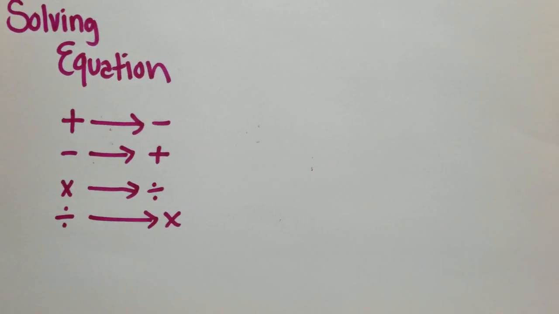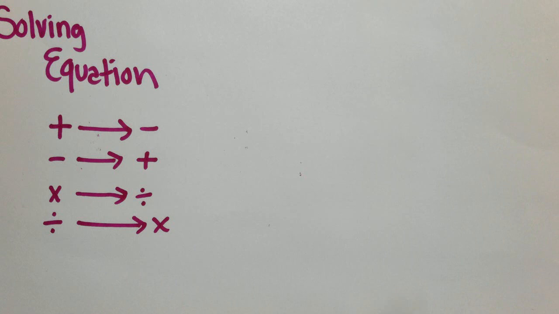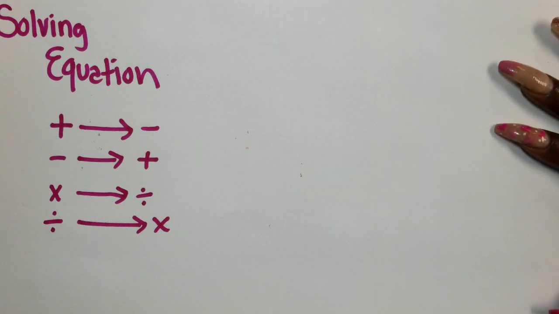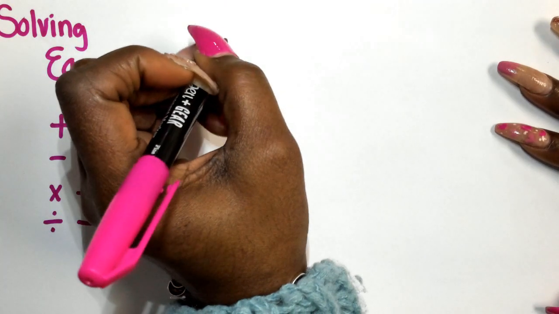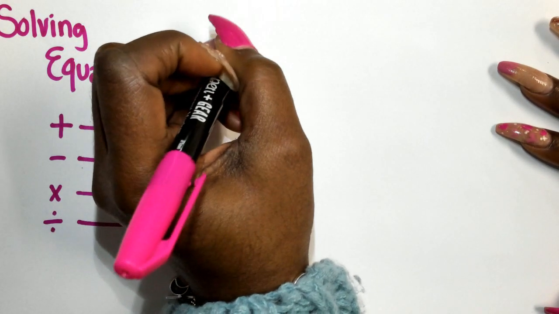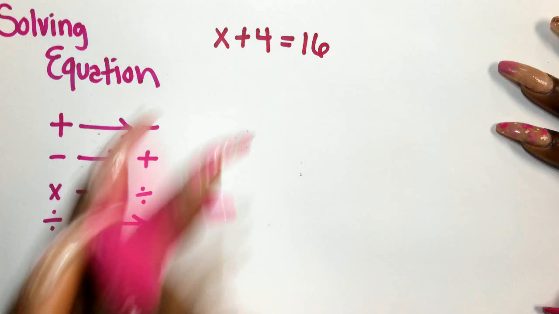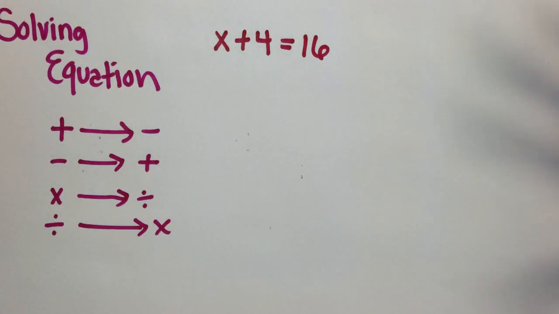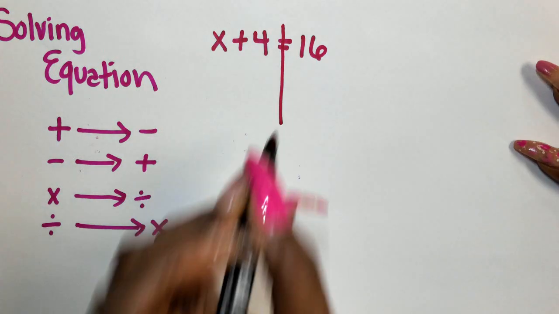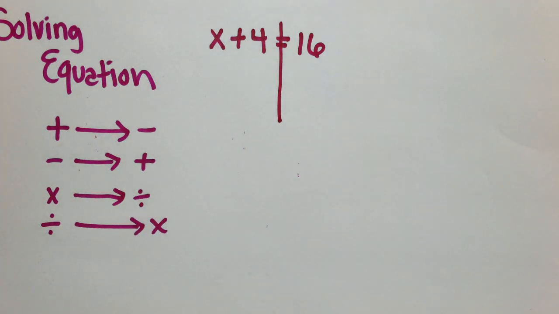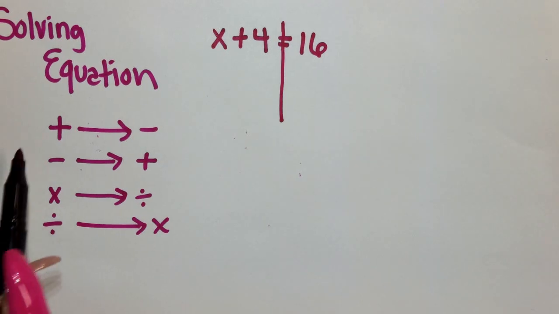So I'm going to just scoot this over just a little bit. Now let's go ahead and look at some practice problems. In this case, let's try something easy. We know that x plus 4 is equal to, let's say, 16. Okay? So first of all, I'm going to draw my line. This is going to be super important because whatever I do to one side, I also have to do to the other side.